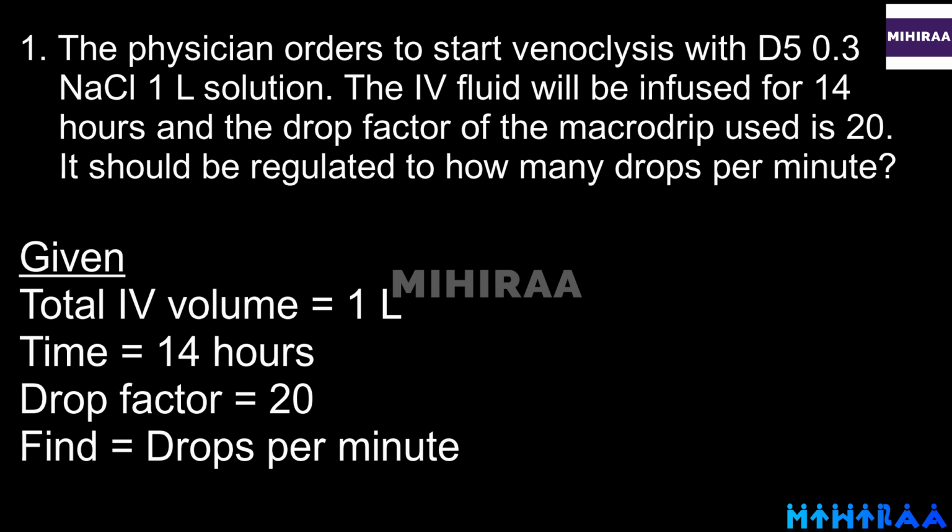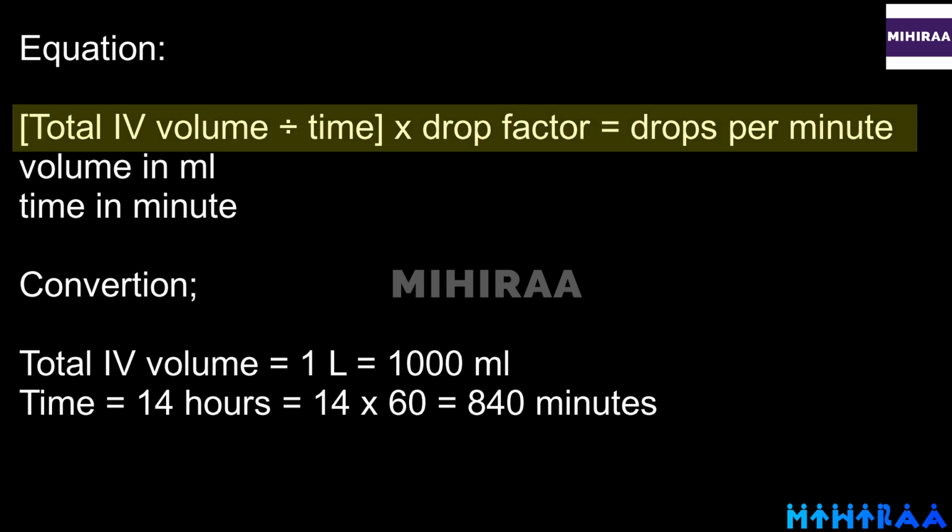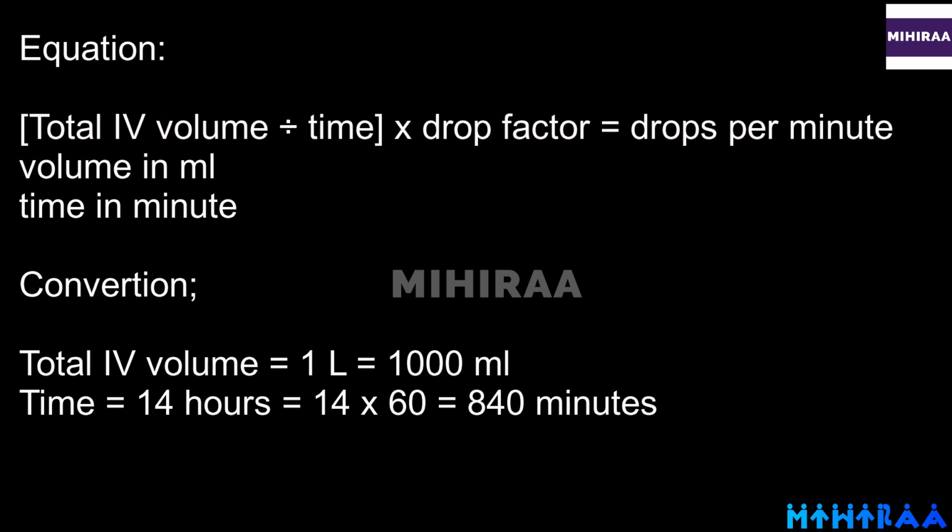First, let's write down the given details, and what is to be found. Given: total IV volume equals 1 liter, time equals 14 hours, drop factor equals 20. And we have to find drops per minute. Equation: total IV volume divided by time times drop factor equals drops per minute. Volume in milliliters, time in minutes.